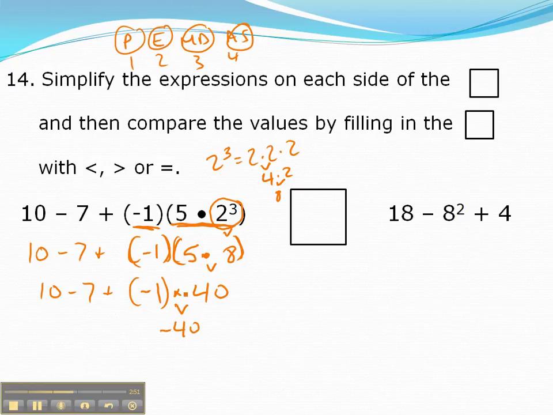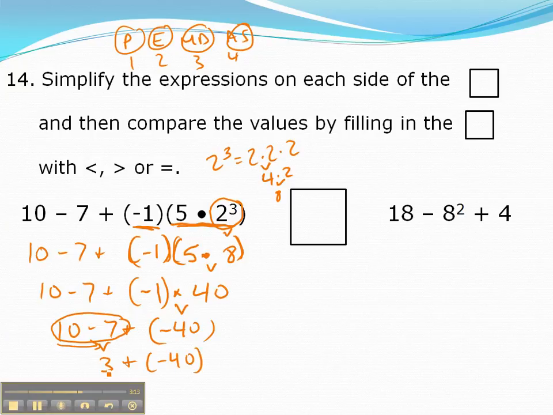1 times 40 is 40. The signs are different, so the product is negative. Rewriting the rest, we have 10 minus 7 plus a -40. Now we're on to step 4. We just have addition and subtraction. Looking left to right, the first one I see is the 10 minus 7, so we do that first. 10 minus 7 is 3, so 3 plus -40.